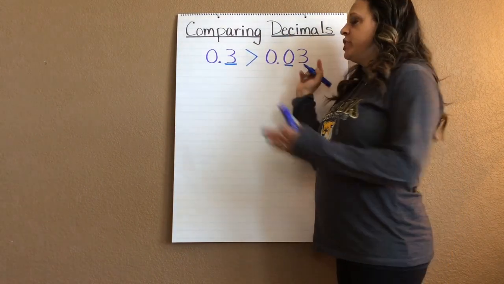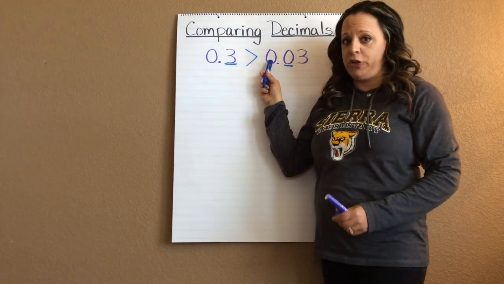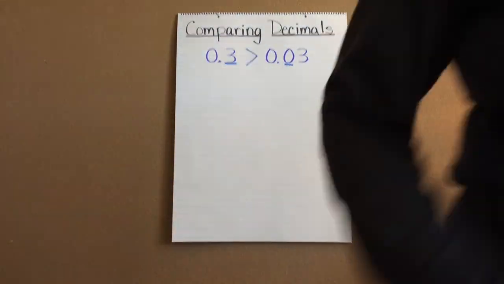Okay? So when you're comparing them, you're going to go by place value. All right, let's do another one.